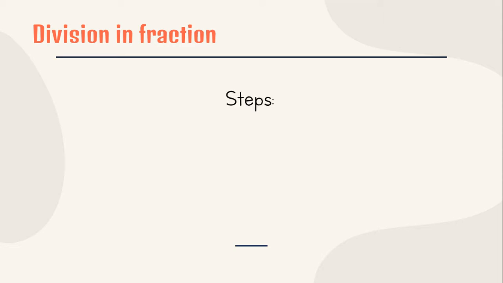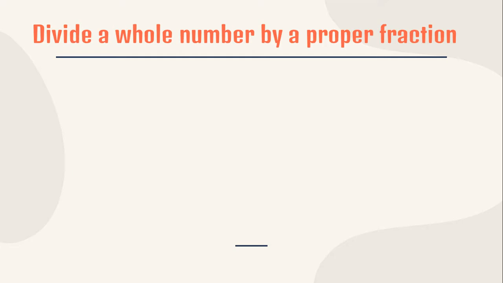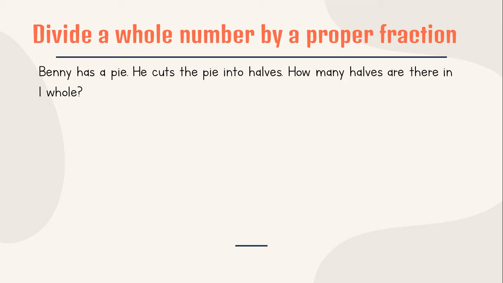Okay, so there are three steps. Don't you forget it: keep, change, flip. It's a key CF, front of KFC. Just remember that. So, key CF, keep, change, flip. Okay, so let's get it done. Divide a whole number by a proper fraction.